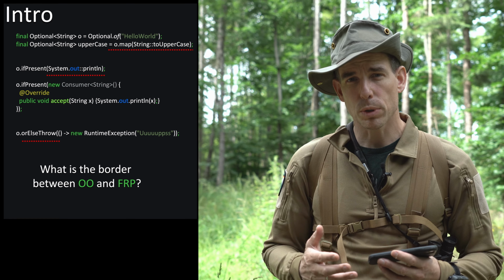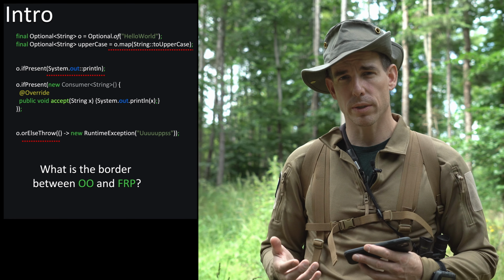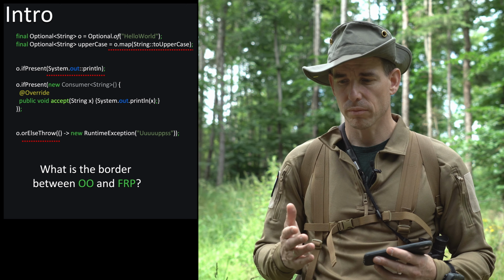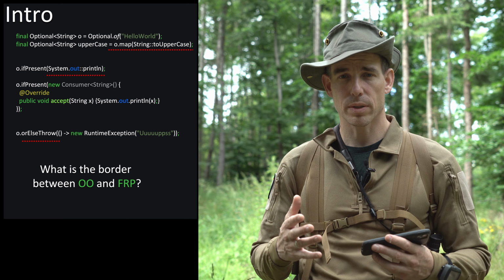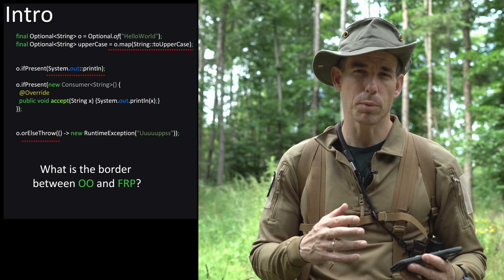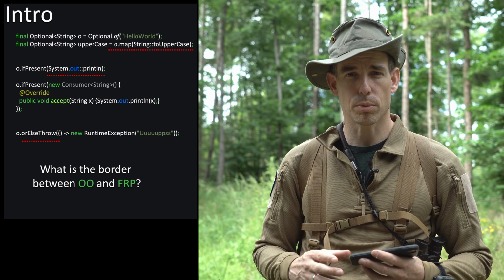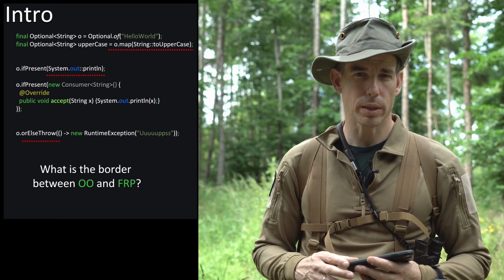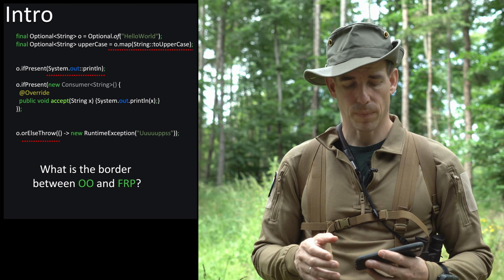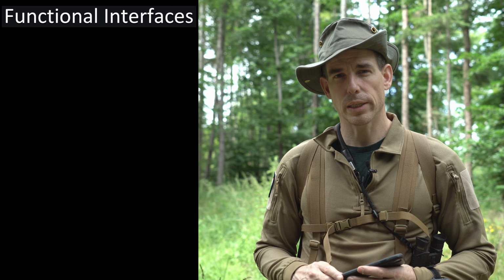So the border between object-oriented and functional in Java is not really very sharp. It's sometimes a little bit more object-oriented, a little bit more functional, and quite often it's not bad to mix both approaches to get the most elegant code out of it. But we got functional interfaces.